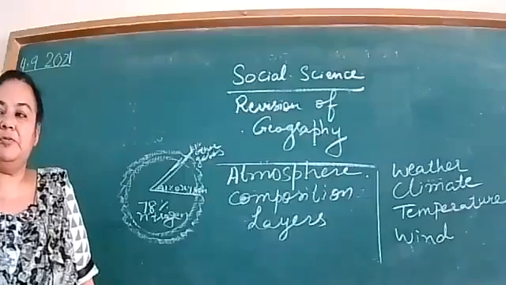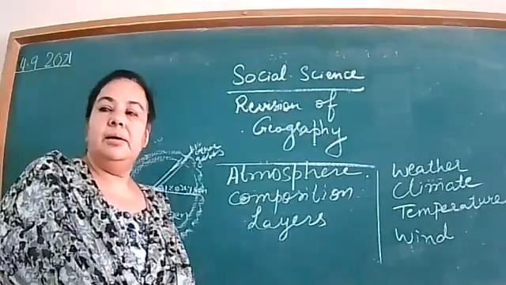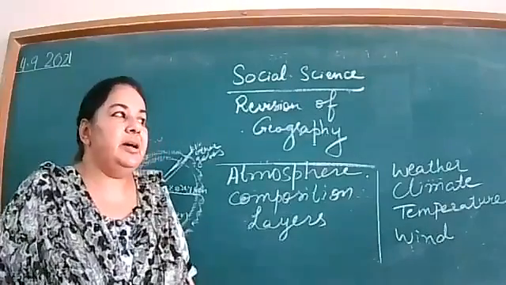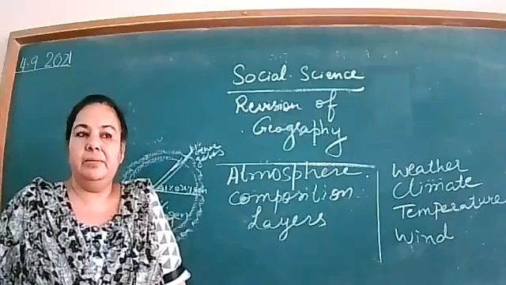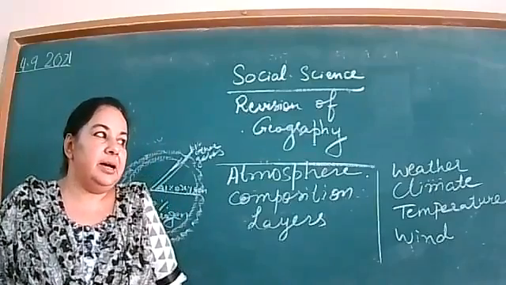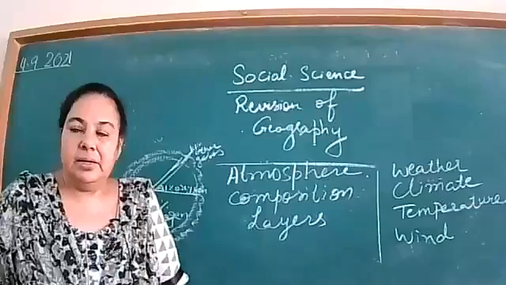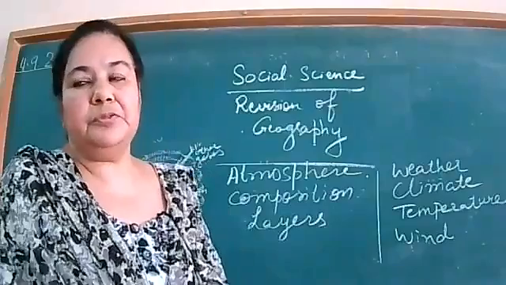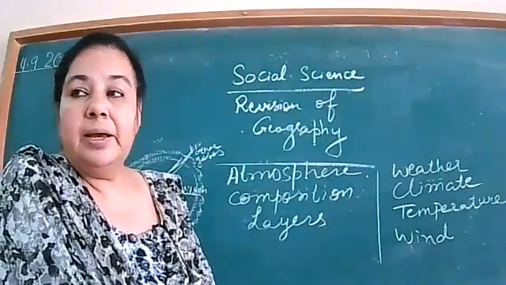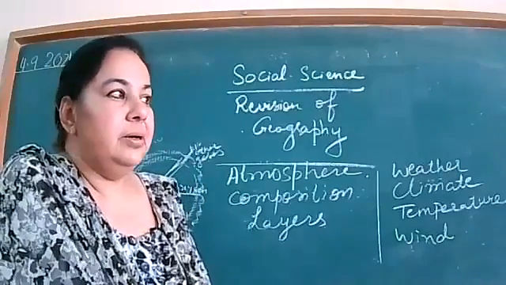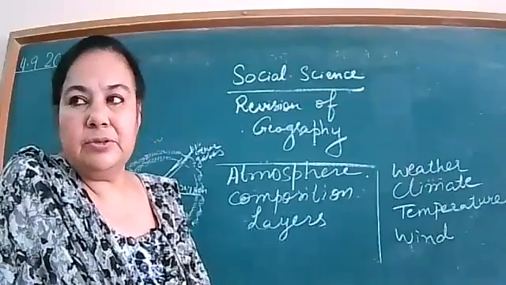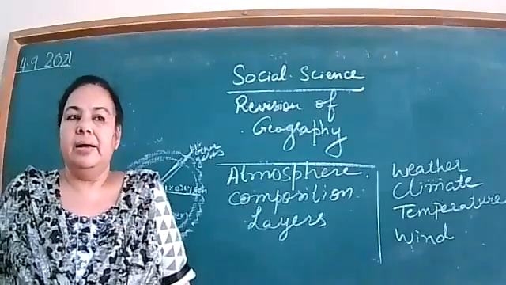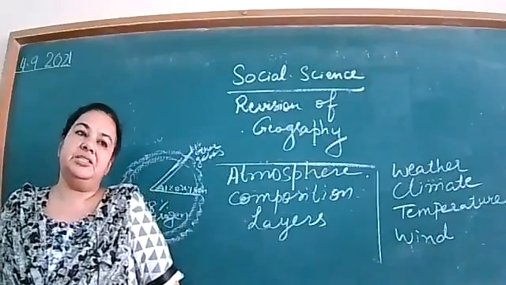Listen again, average height of troposphere is 13 kilometer. Average height of stratosphere is 50 kilometer. Average height of mesosphere is 80. Average height of thermosphere is 80 to 400 kilometer, and above 400 is exosphere, and thin layers of air are found in this layer.